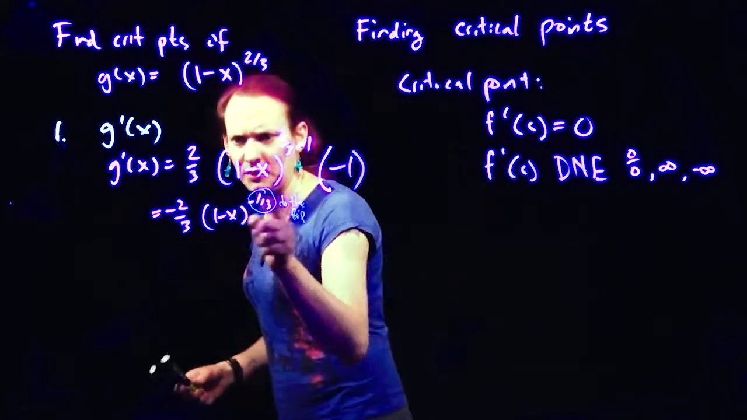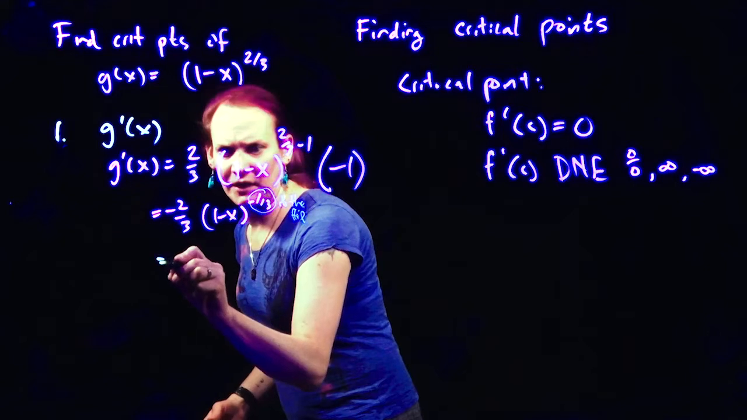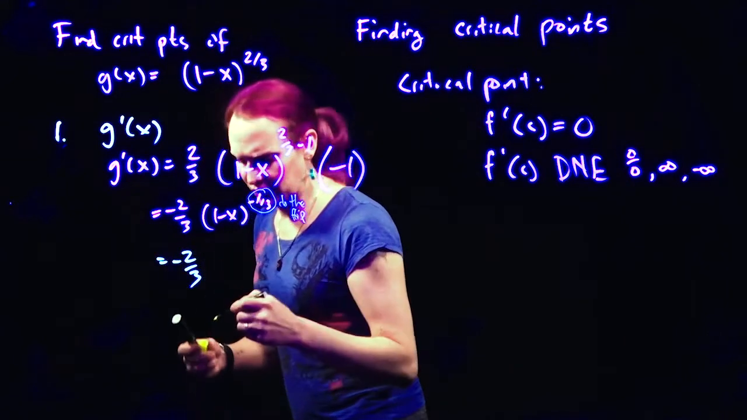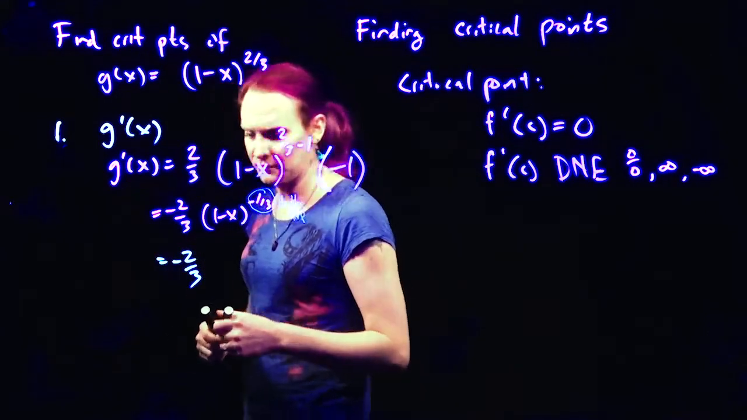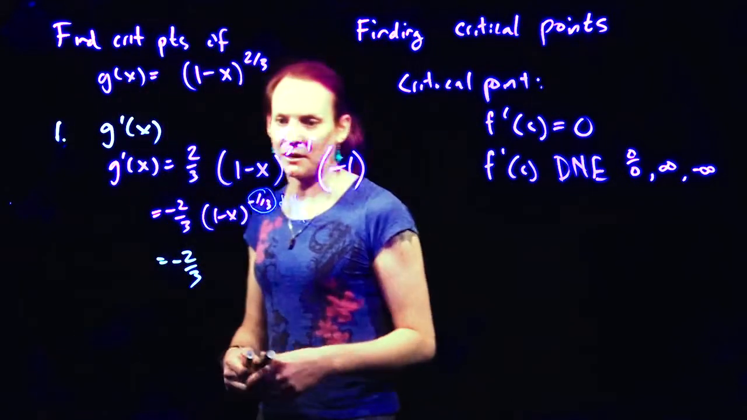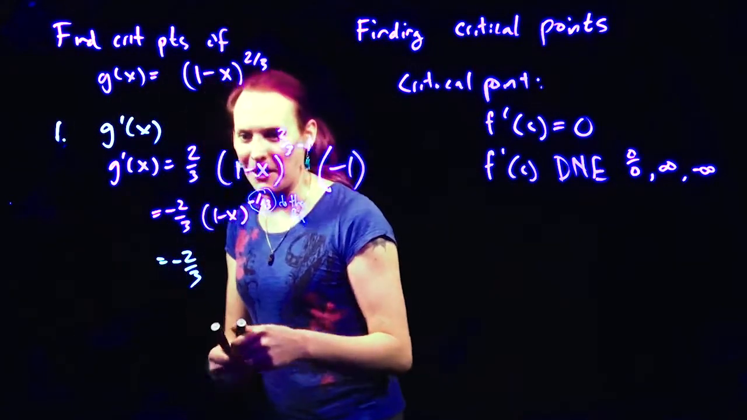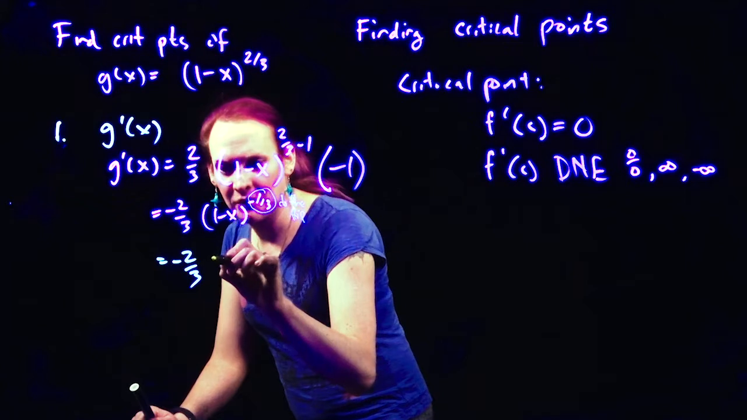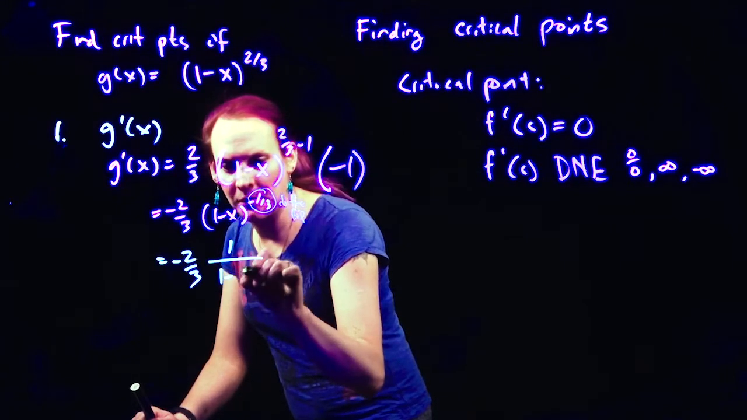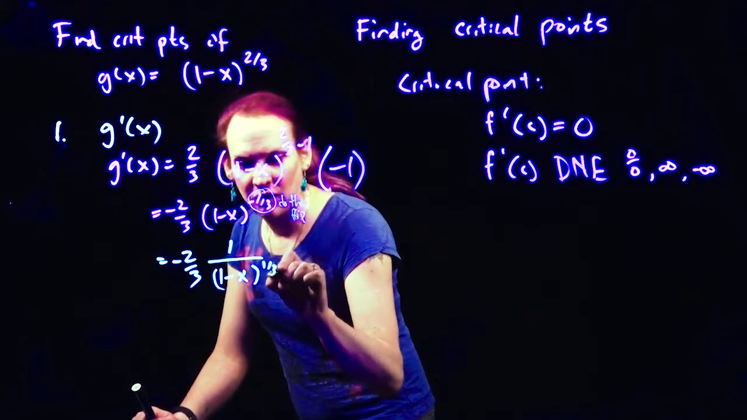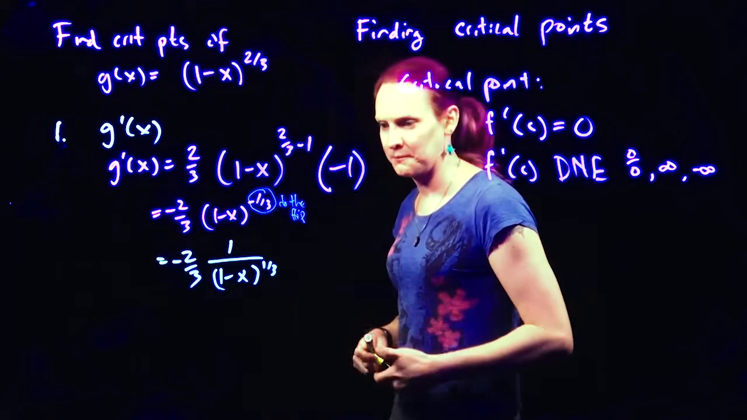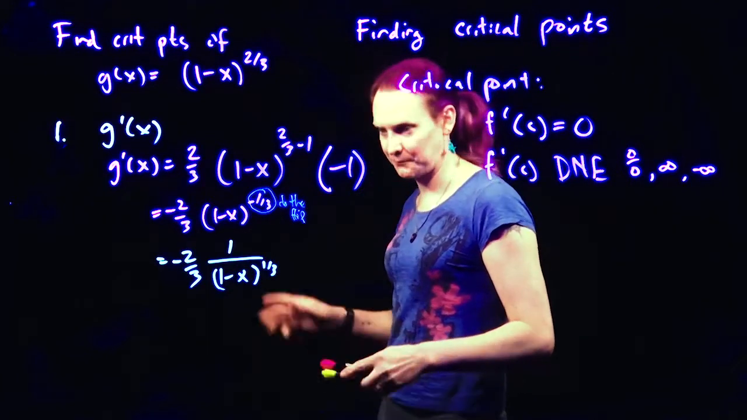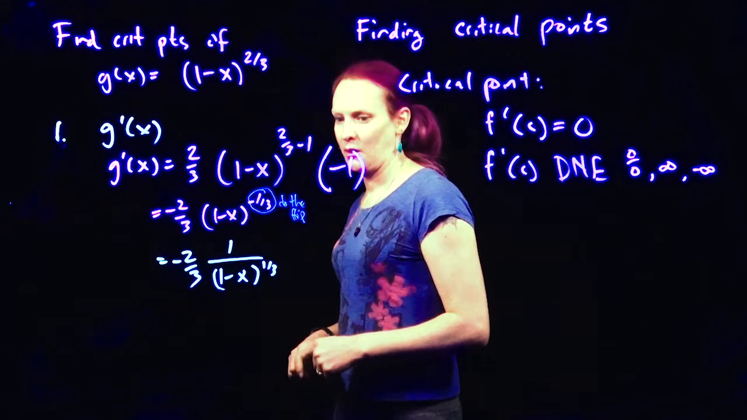So let's do that flip and find that that's equal to minus 2/3 times 1 over 1 minus x to the 1/3.